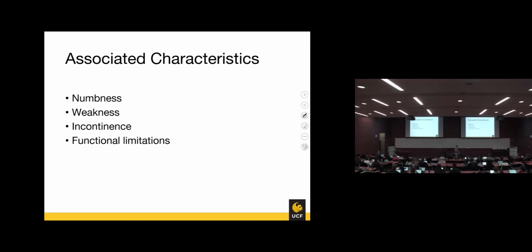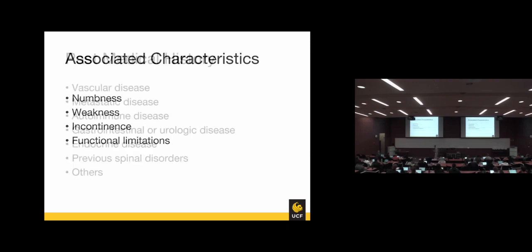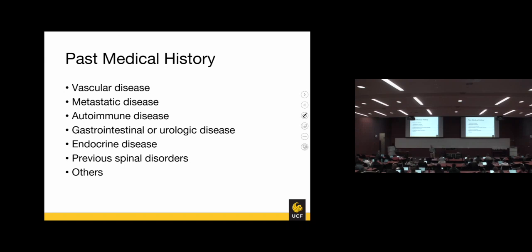So associated characteristics, again, numbness and weakness can be there. Incontinence, of course, would be a red flag that you'd want to jump on. And then functional limitations: the patient may tell you that they can't do their groceries anymore because they can't walk more than a block, and in the grocery store they're having to walk through the whole store. Things like that.